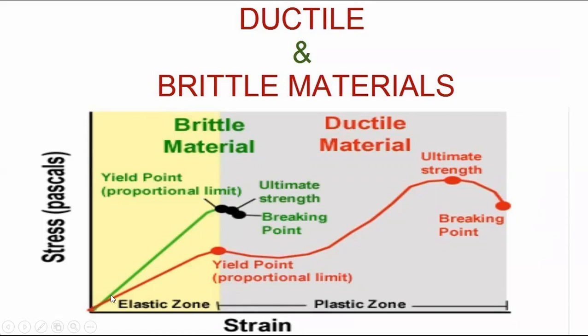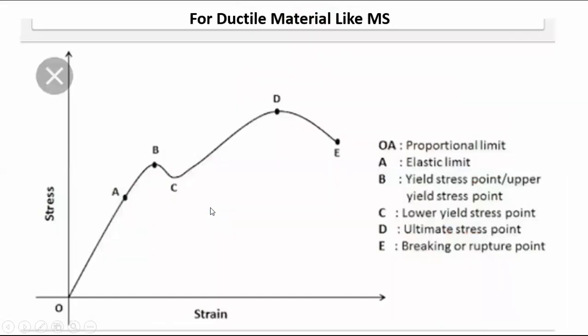Here point O to A, which we have seen in the previous diagram, will be the same. In brittle material also, there will be a proportionality limit, and the stress will be proportional to strain. In case of brittle materials also up to a yield point, that is point A. Here you can see.